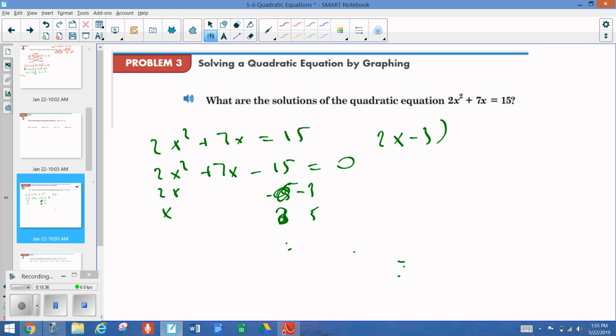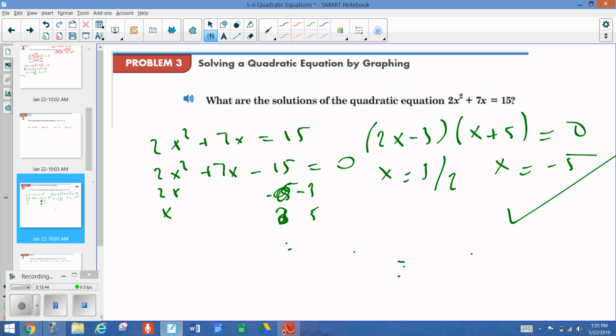Now we're going to put the roots, factors, I'm sorry. We're going to put the factors. X equals, compare with the double check with calculators. That's right.